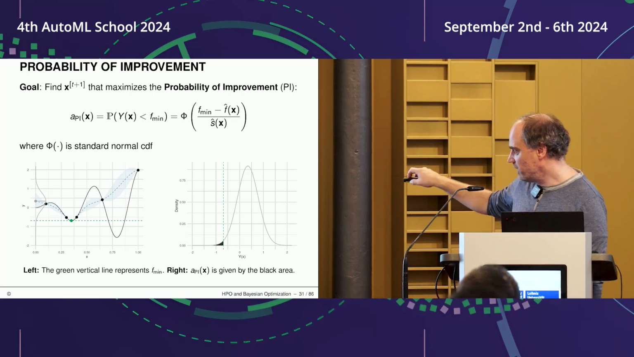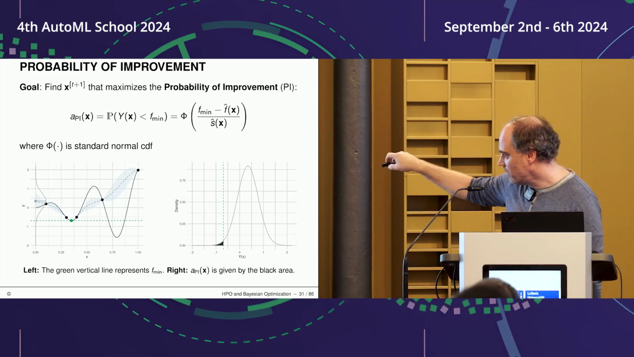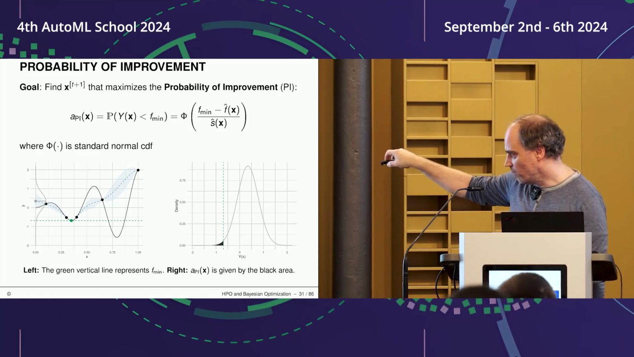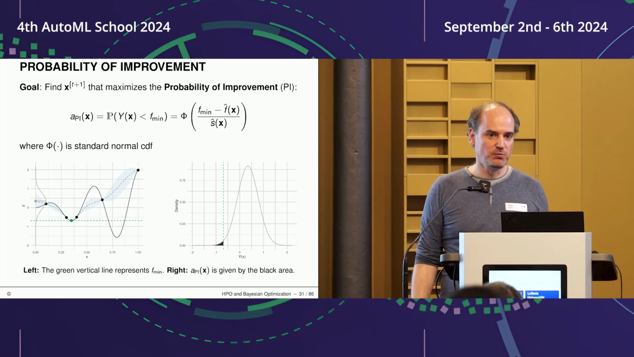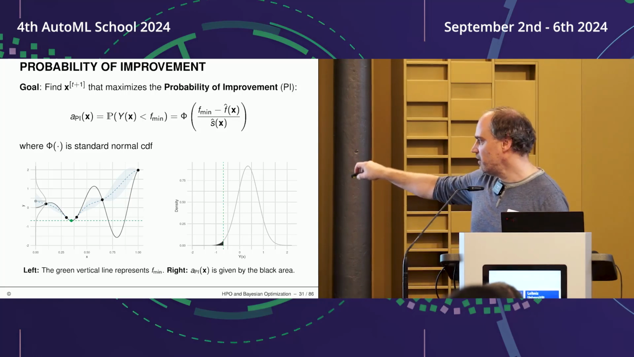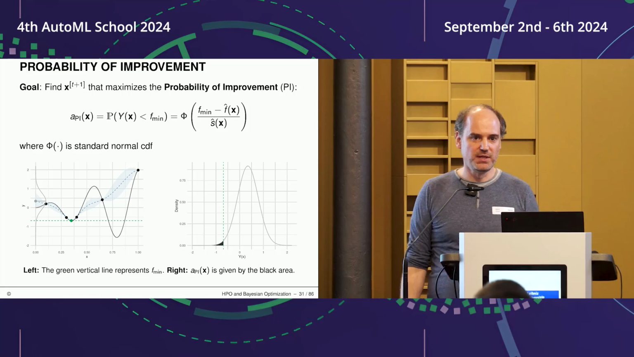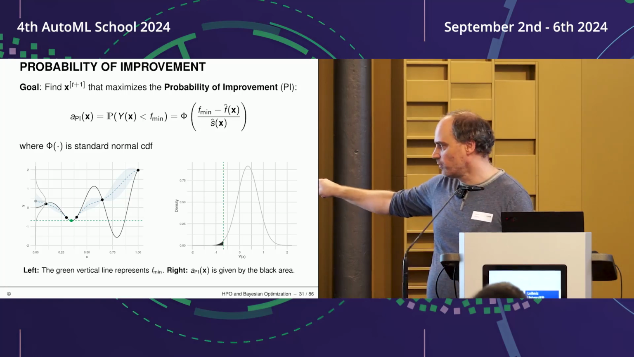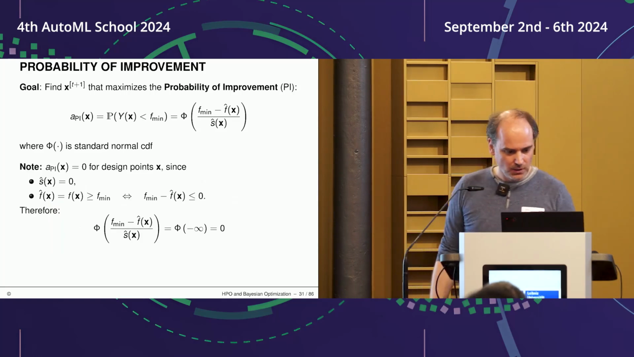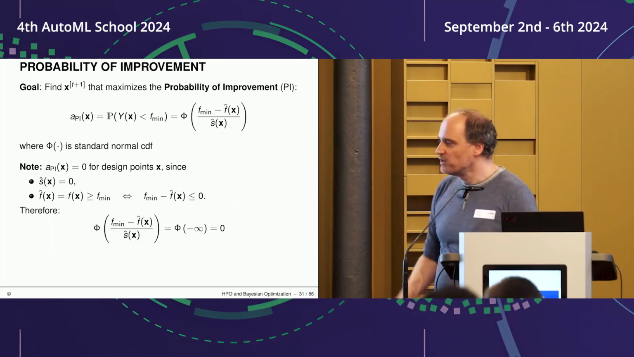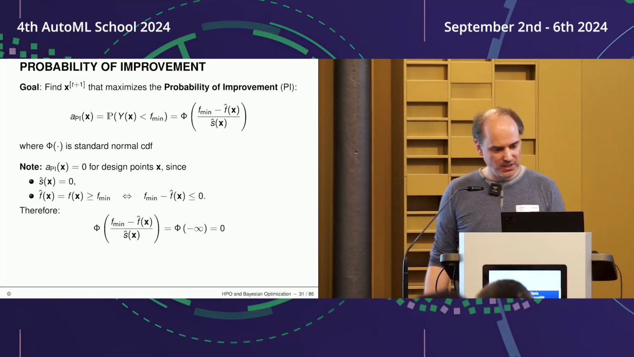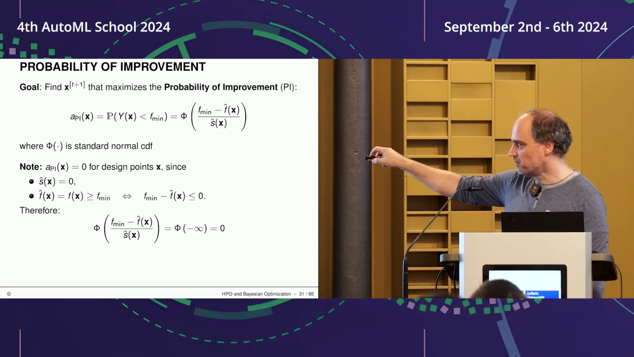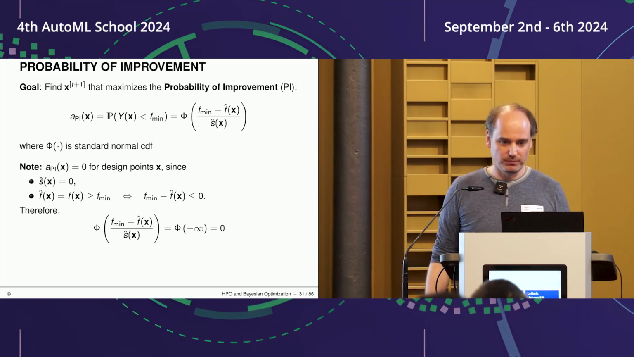And visually, we look at this, we mark our f-min here, we look to the left-hand side of it, and that tail probability, that's PI, the probability of improvement. If f-min would have been here, there would be a much larger probability of improvement. So you just integrate out over this tail probability here. From this definition, you can also easily compute that the probability of improvement at already evaluated points is going to be 0, because the standard deviation of the interpolating Gaussian process will be 0.